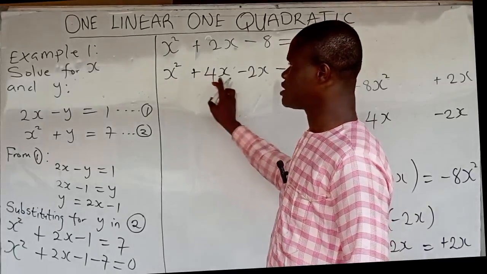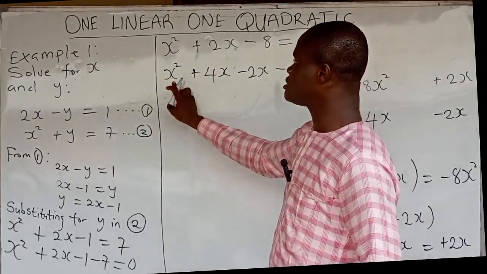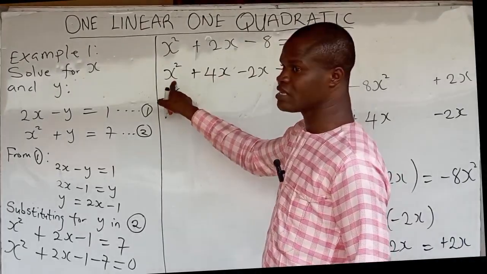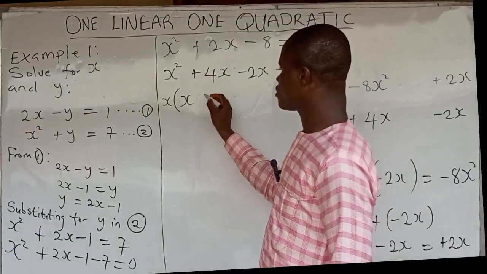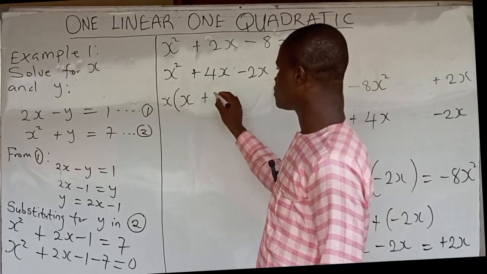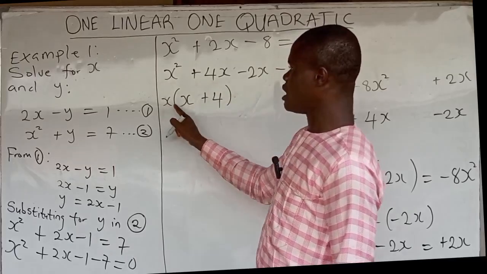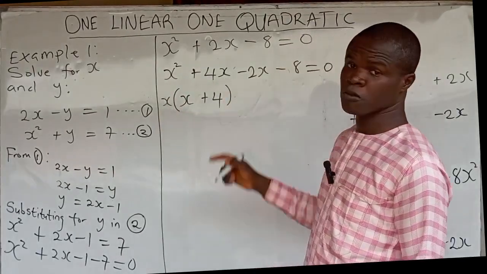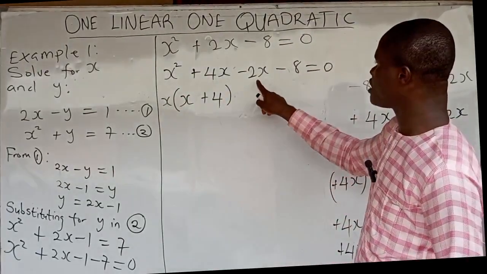So this is x squared, this is 4x. What is common between this and this is x. So I'm going to bring out the x, open bracket, what remains here is x, plus what remains here is 4. Of course, x times x will give us x squared, and x times plus 4 will give us plus 4x. And then come to this other place.